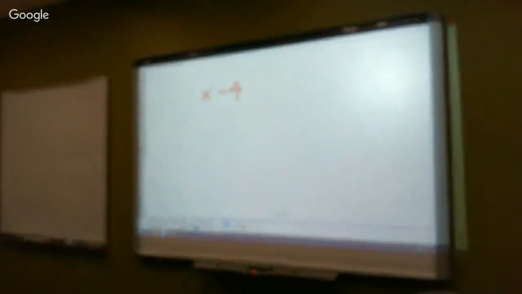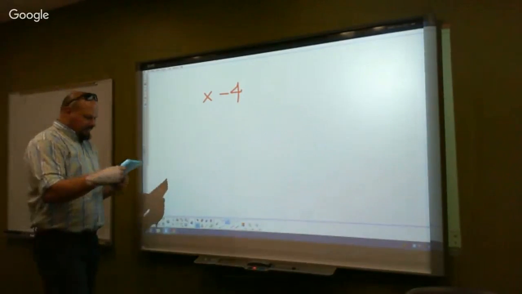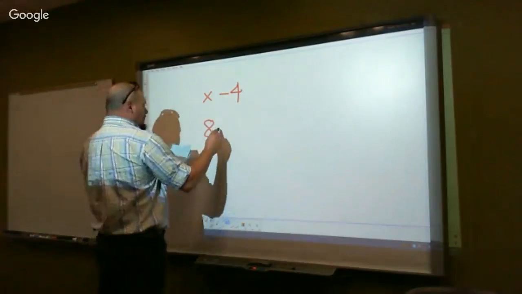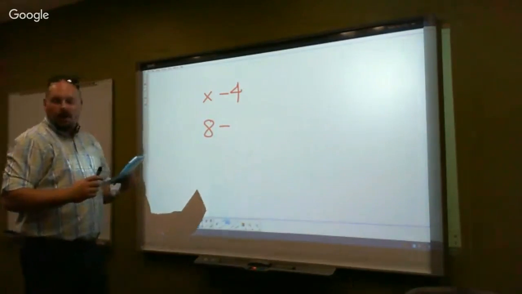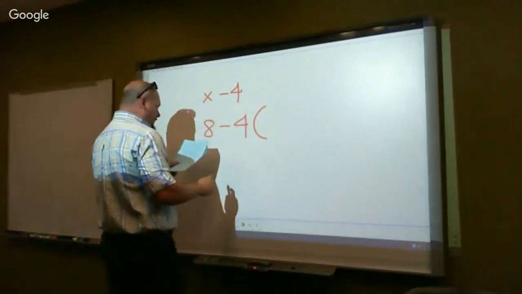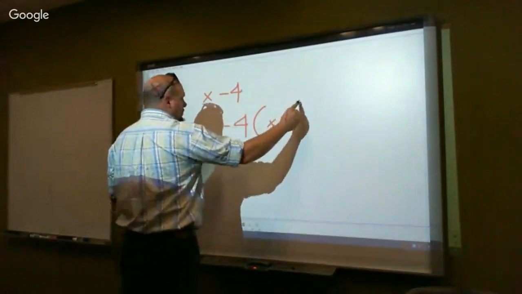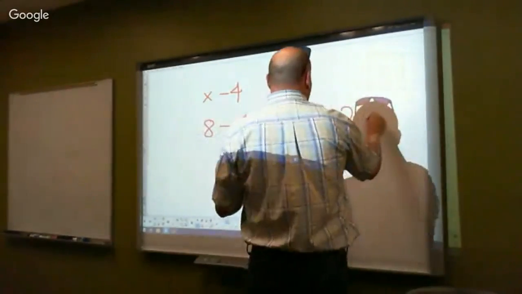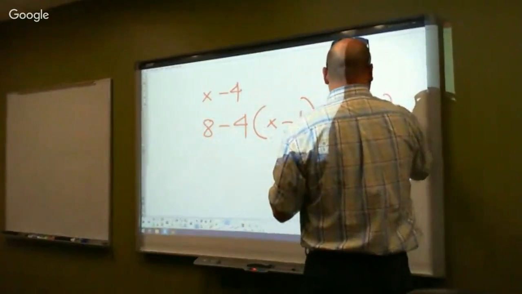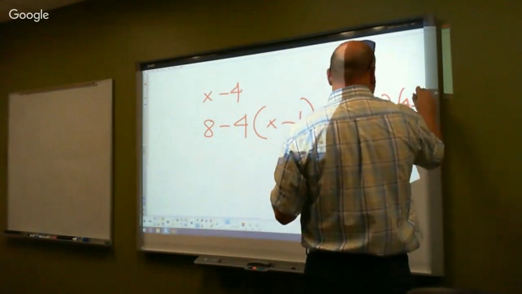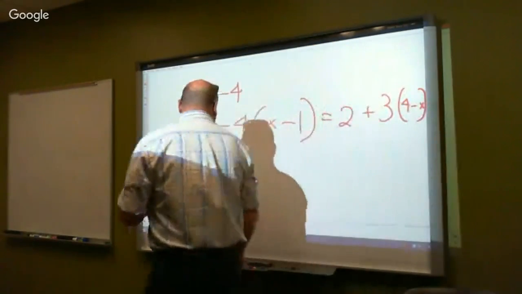Let me write it. Can you read it aloud? Yeah. Okay. 8 minus the product of 4 and 1 less than a number equals 2 more than the product of 3 and a number less than 4. Can everybody see that?